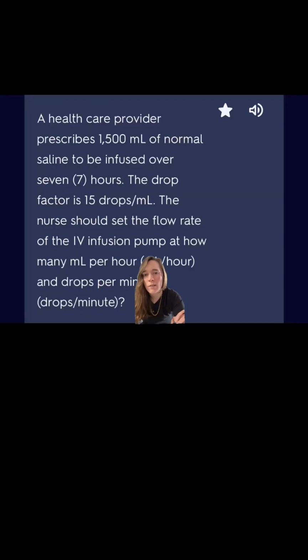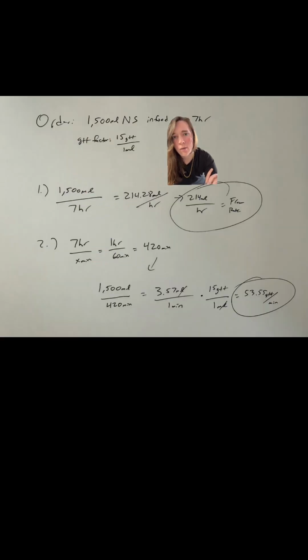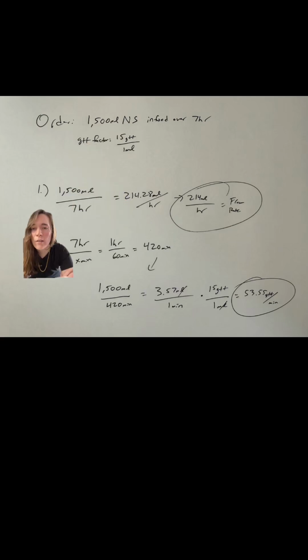I don't know if you need to know how to do osmolarity, isotonicity, and milliequivalent equations, but let me know. Let's do one last problem for flow rate and drip rate. A healthcare provider prescribes, this is actually an order, 1,500 mL of normal saline to be infused over 7 hours. The drop factor is 15 drops per mL. This is average, it just depends on how viscous it is. The nurse should set the flow rate of the IV infusion pump at how many mL per hour and how many drops per minute. So here's our order. GTT means drop.